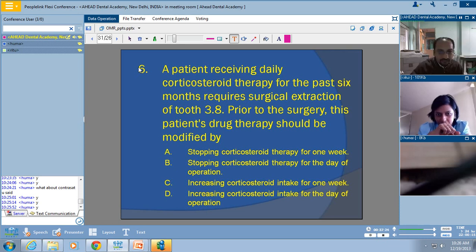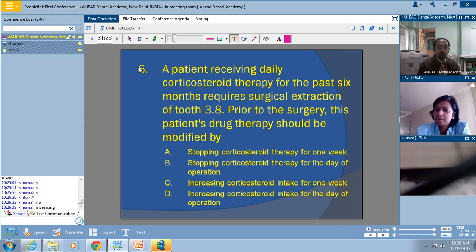Do we need to stop the corticosteroid therapy? Or we need to increase it? Just stopping or increasing? No. We should never stop a corticosteroid therapy. When we stop the corticosteroid therapy, it will actually reduce the patient's immune response. So the correct answer is increasing corticosteroid.